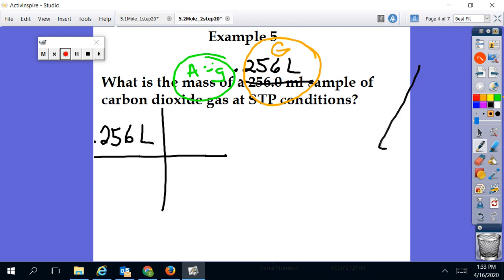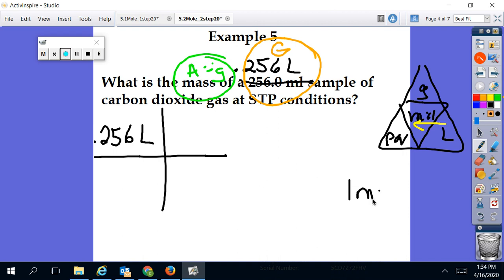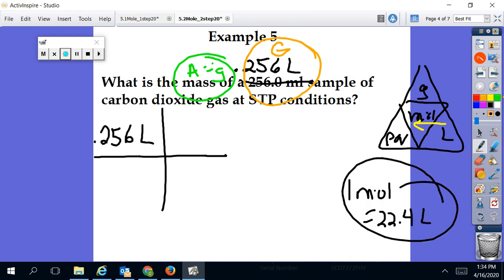Step 1 is to get the given into moles. Well, if I look at my mole triangle, I am basically trying to go from liters to moles. That's my step 1 right there. What factor do I use? I know that 1 mole is 22.4 liters, so I have to use this first factor.